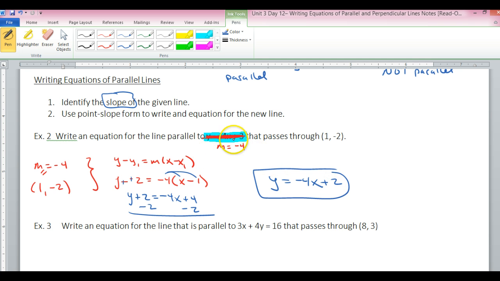If I were to graph my original line, this line here, negative 4x plus 3, and I was to graph this line, these lines would be parallel. The only thing that would be different are the y-intercepts. So the key to understand, I only need one thing from this equation. And once I take that slope from the equation, I'm done with it.